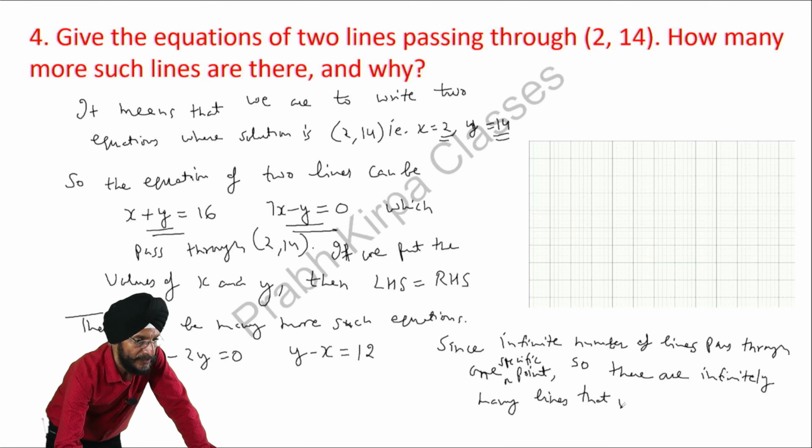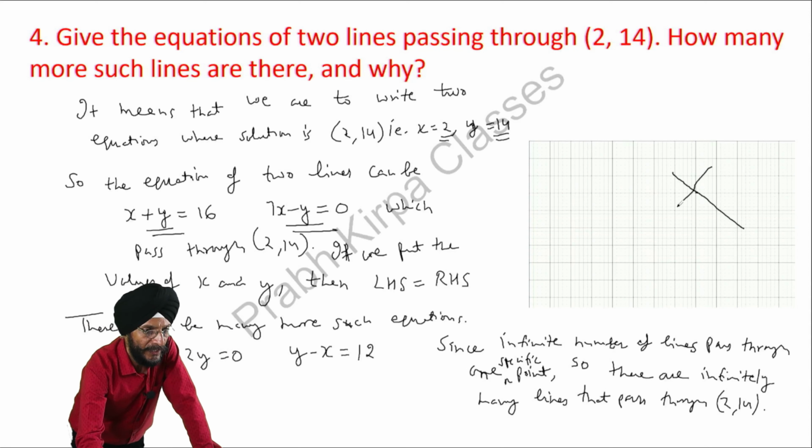So how many lines can pass through? A line can pass through in this way, in this way, in this way. Touching this point, it can be in this way, or in this way. These can be infinite number of lines which have the value of x as 2 and value of y as 14. So the answer is this. So there are infinitely many lines that pass through this, and the first is give the equations of two lines. These are the two equations which pass through (2, 14). Now we come to the next question.